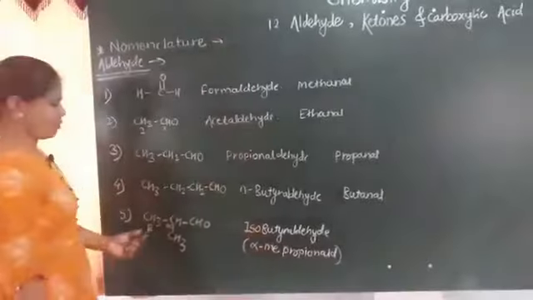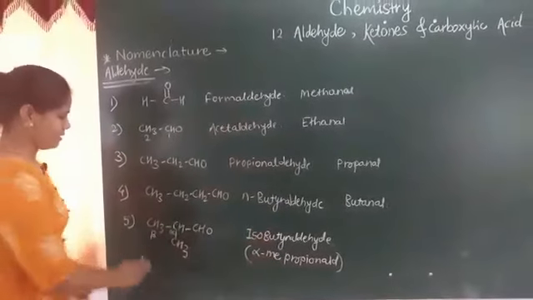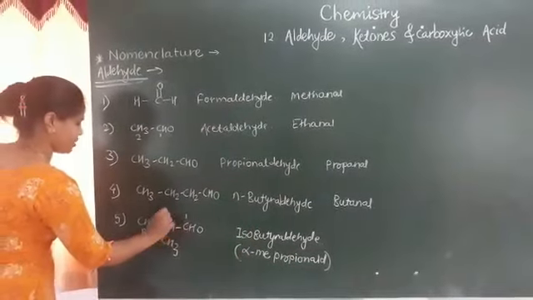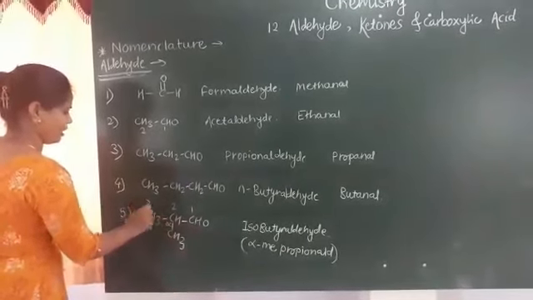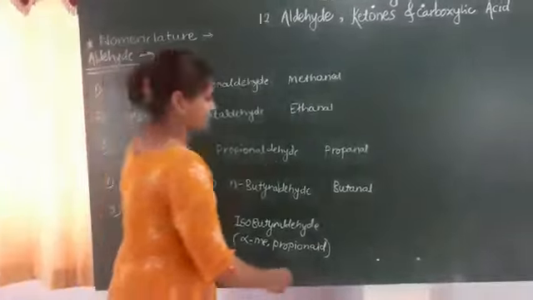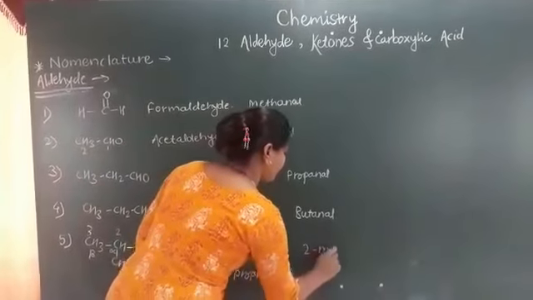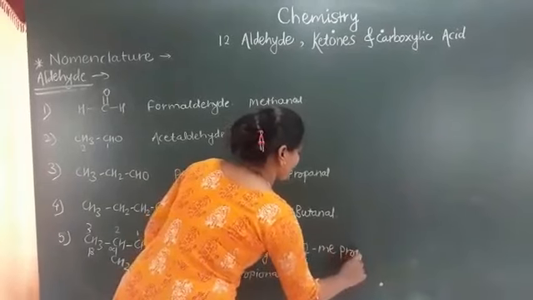And what about the IUPAC name? 2-methyl. For the IUPAC name system, we have to give numbers from the aldehydic carbon atom as 1, 2, 3, and the name of this is 2-methyl propanal.